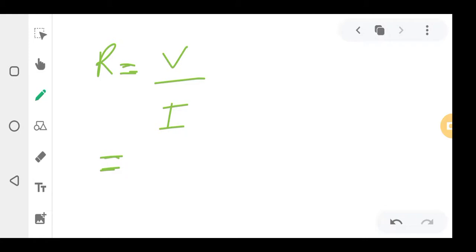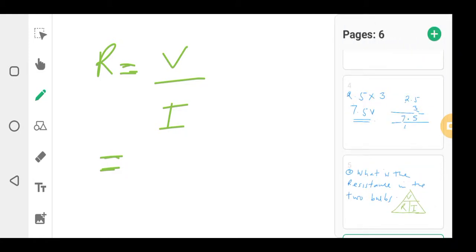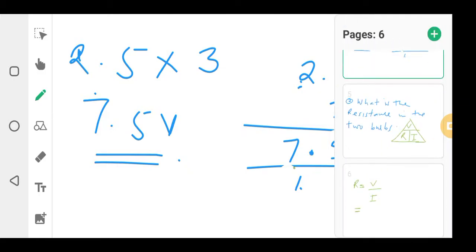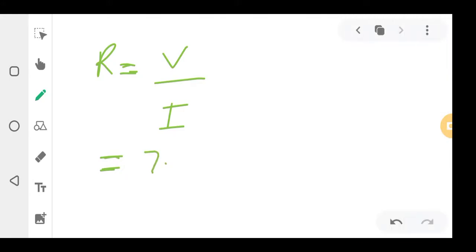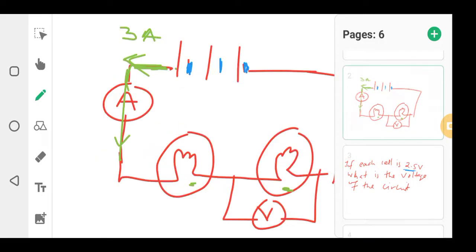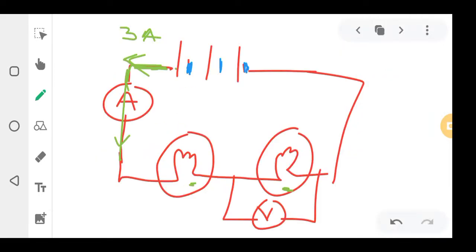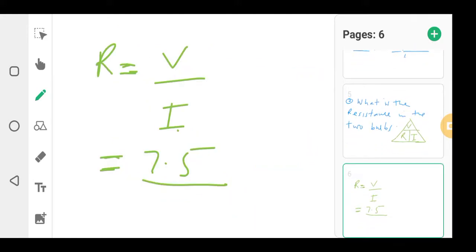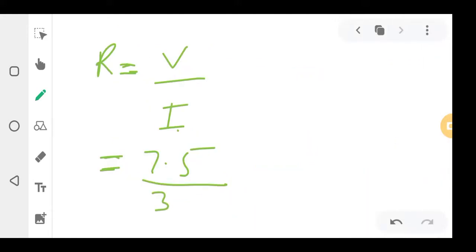The whole voltage, the one that we use, the 7.5, this one. We're trying to find the resistance in the two bulbs. So 7.5, that's the one that we use. So total voltage is 7.5. That was for the whole circuit. Here is the current for the whole circuit, the one that's passing through the whole circuit. Which current is passing through the whole circuit? It's the same one, which is 3 amps. So divided by 3. Okay? So 7.5 divided by 3.